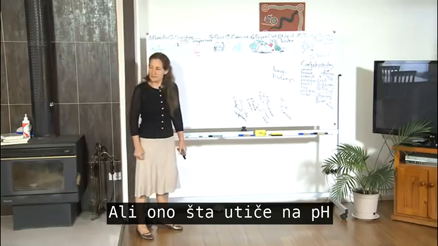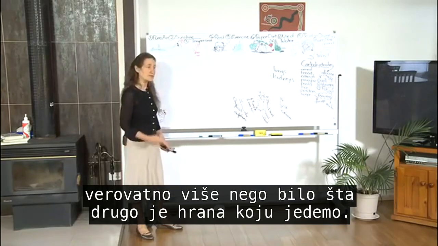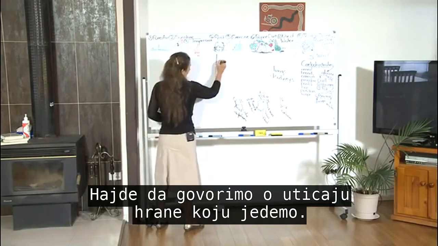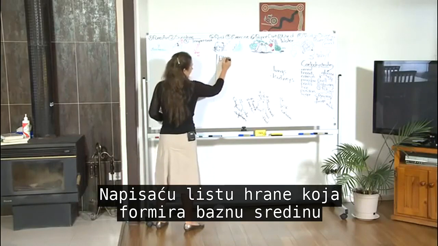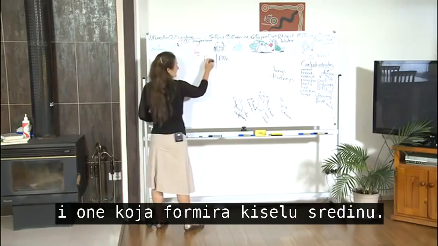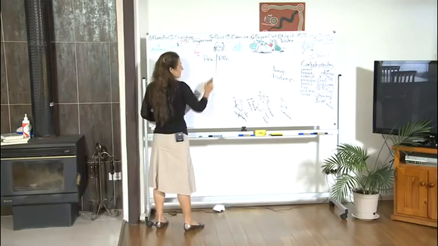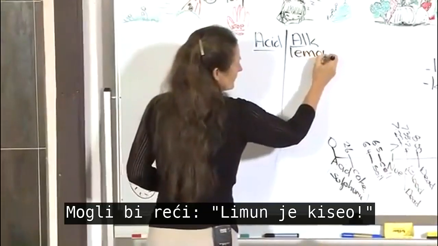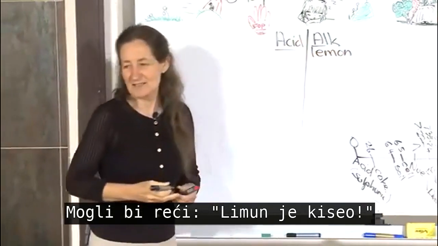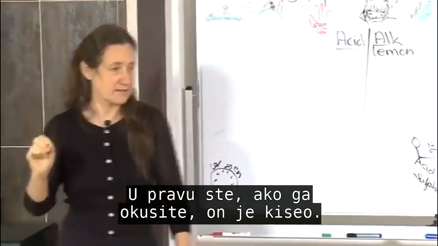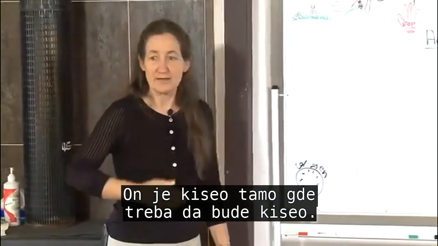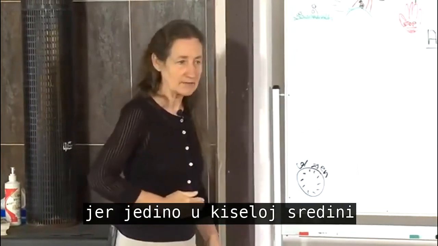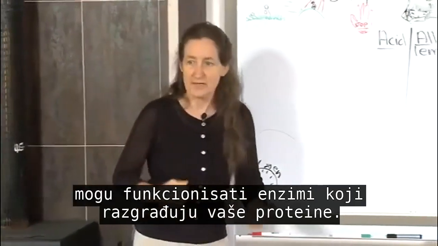But what affects the pH probably more than anything else is the food that we eat. Let's have a look at the effect of the food that we eat. I'm going to make a list of alkaline forming foods and a list of acid forming foods. The most alkaline forming food is the lemon. And you might say, lemon is acid. You're right. You test the lemon, it is acid. Acid where it should be, in the stomach, where that should be acid. Because only in an acid environment can those enzymes work that break down your protein.